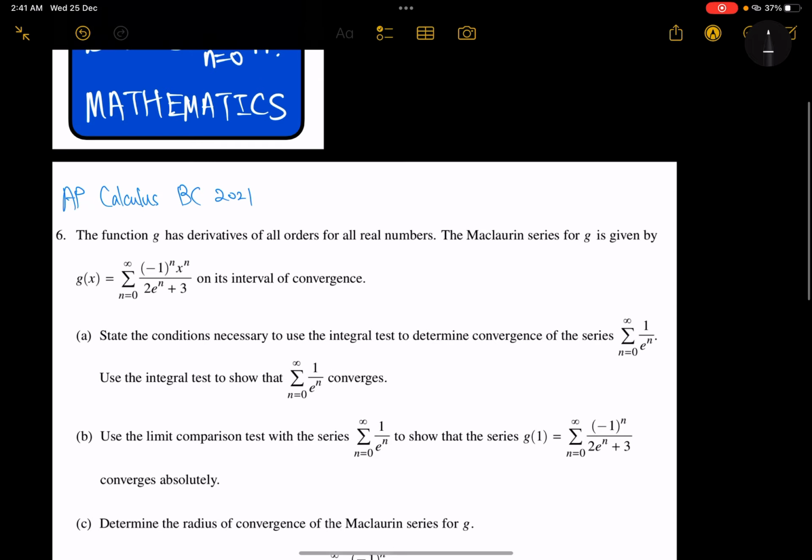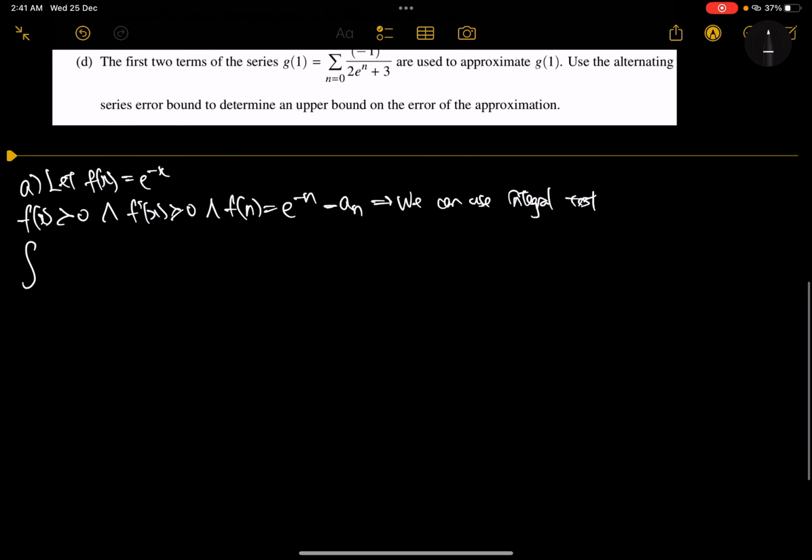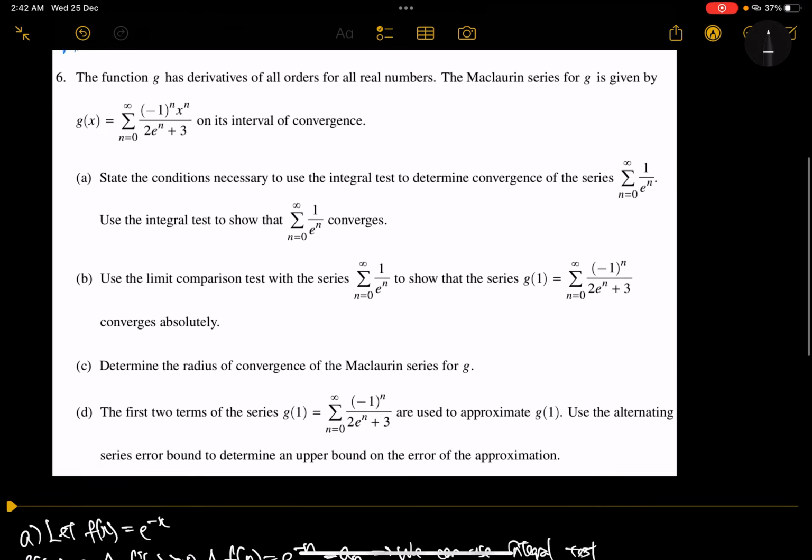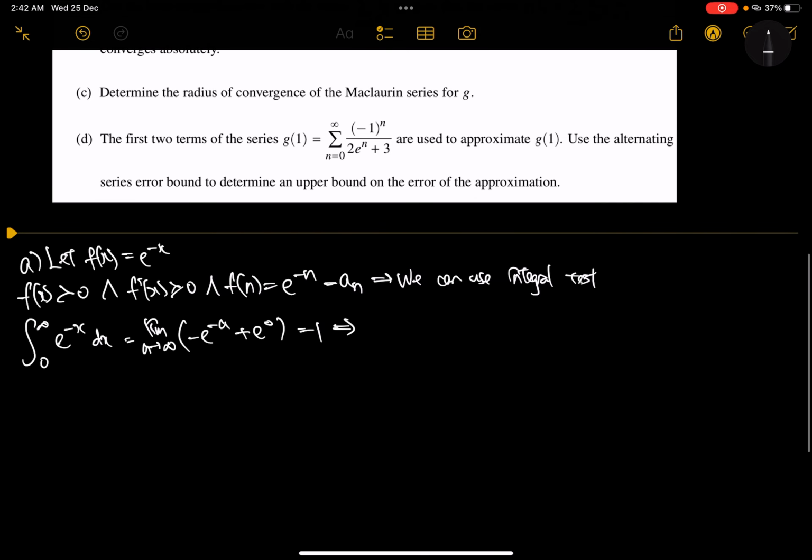The series starts from 0, so this is just the integral of this, which is just 1, which implies the integral exists and converges, of course, which implies this series converges. So that's part A.